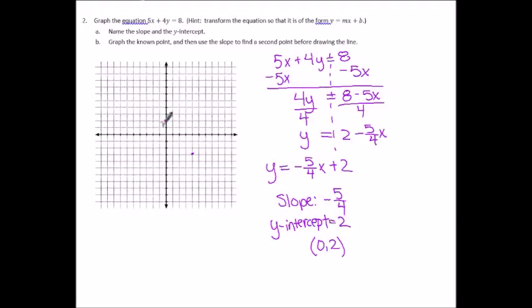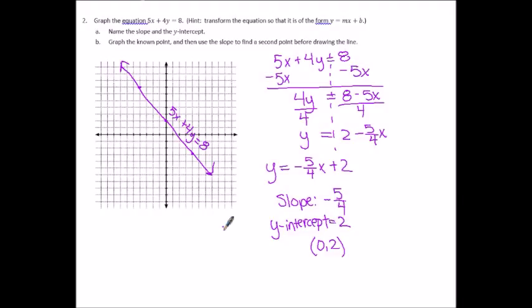So we can go up 2, but that means we have to go over 4, but to the left 4. 1, 2, 3, 4, 1, 2, 3, 4, 5. So now if you start at this point and you go down 5 and over 4, you end up here, down 5, over 4. So now we can draw our line, and we can label it. And we graphed using slope-intercept form.